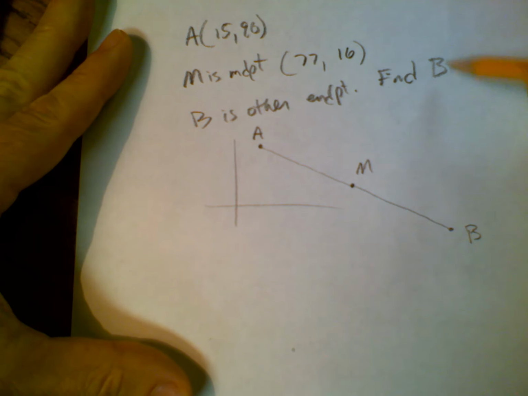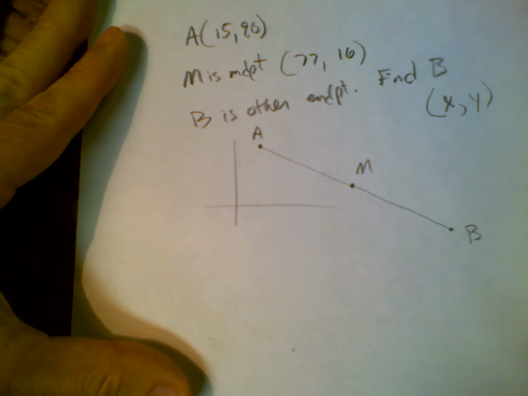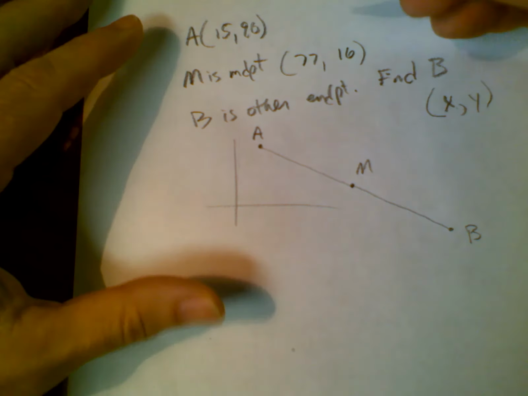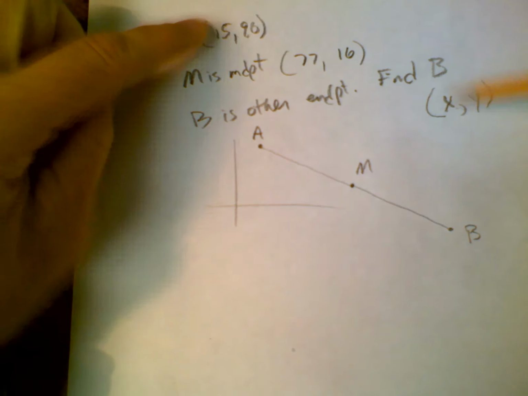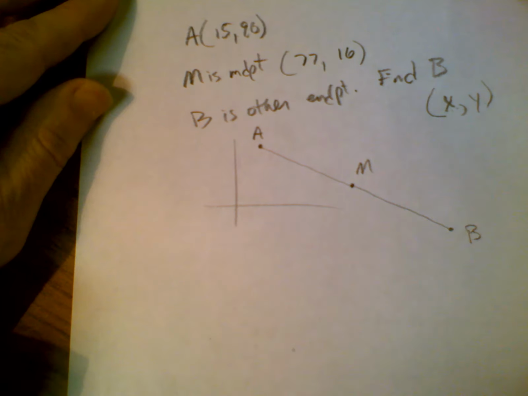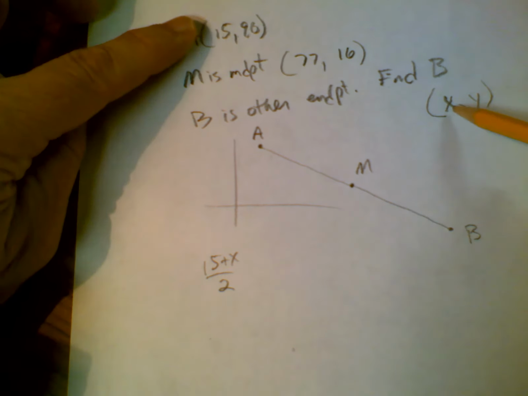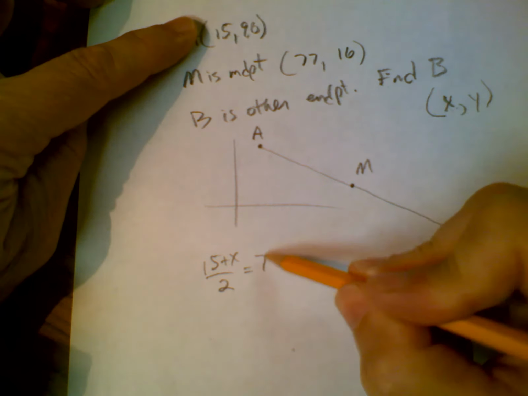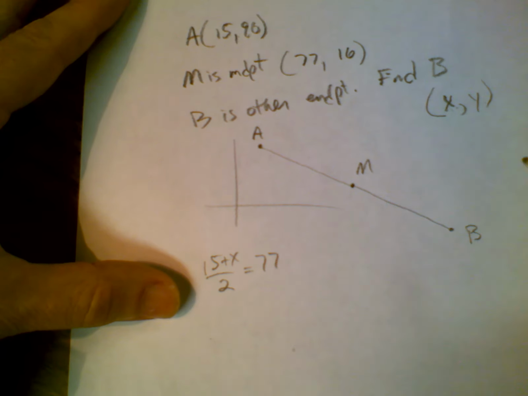Okay. These B coordinates, I don't know what they are. I'm going to call them X and Y. I could call them X2 and Y2, but it's just a little simpler to call them X and Y. Okay. And then what I know is that the average of these endpoint X's must equal 77. 15 plus X divided by 2. When you average those X coordinates, you must get 77. And this equation is so easy to solve.